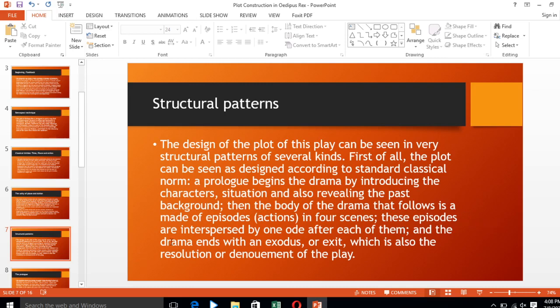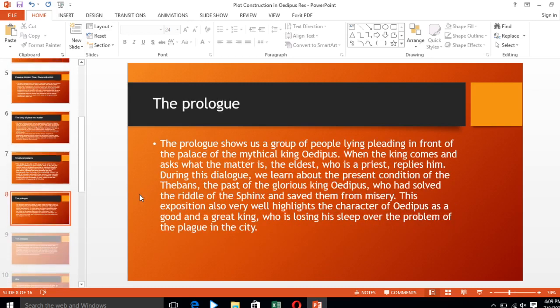These episodes are interrelated by an ode after each of them. Every scene starts and ends with an ode. And the drama ends with an exodus or exit, which is also the resolution or denouement of the play. Now, this is the structural classical pattern that has been followed by Sophocles in this play.